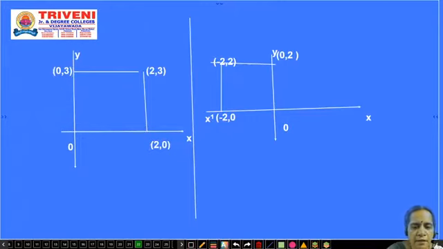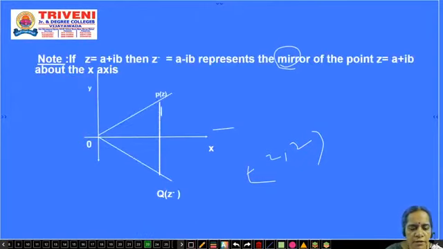But here it is minus 2 comma 2. Minus 2 comma 2 means the real value is negative here and the imaginary value is positive. Then we take x dash as minus 2 comma 0 and y as 0 comma 2. Okay, and this is the graphical representation of the complex numbers 2 comma 3 and minus 2 comma 2. Okay, and then suppose z is equal to a plus ib. z bar is nothing but a minus ib, which represents a mirror of the point z equal to a plus ib about the x axis.